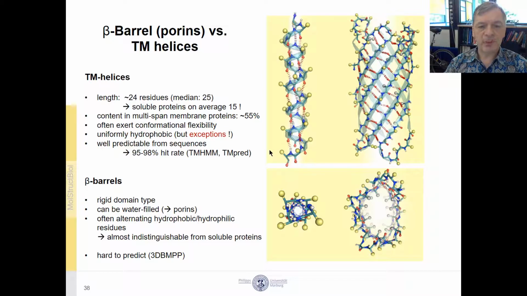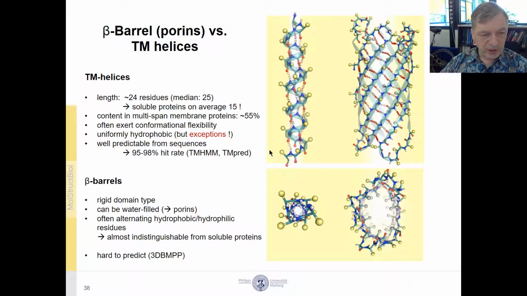Interestingly, here's TM-HMM, for example, given as one of the standard programs that we are using. One can also produce false positive predictions. There are sometimes soluble proteins which are predicted to have a transmembrane helix, but they don't have one. For example, myoglobin is a soluble protein, but TM-HMM predicted in the beginning it would have a transmembrane span because it has a long helix, which is very hydrophobic.